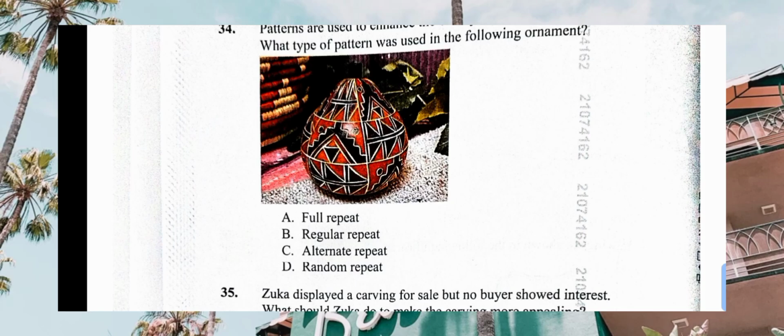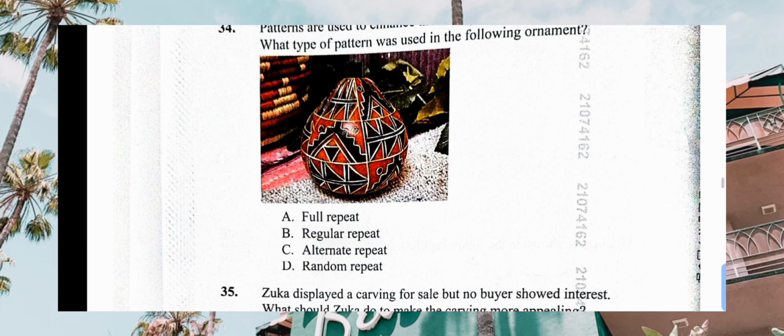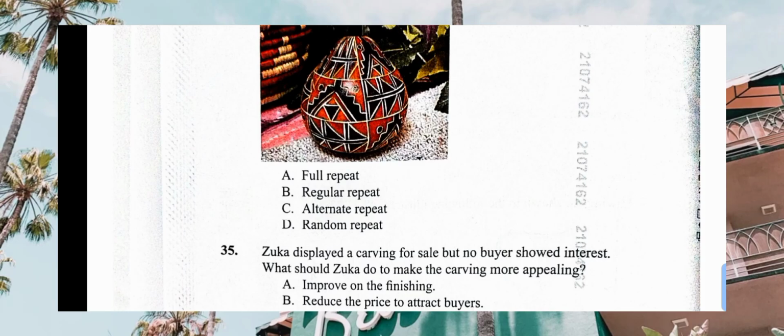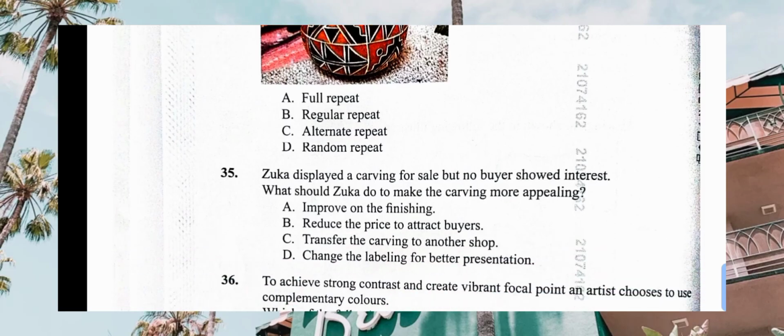Full repeat, we don't have full repeat, that all of them are repeating fully. Regular repeat, no. We have alternative, no, we don't have alternate. Then random repeat, yes. The correct answer there will be random repeat, because they are random patterns which are repeated there.